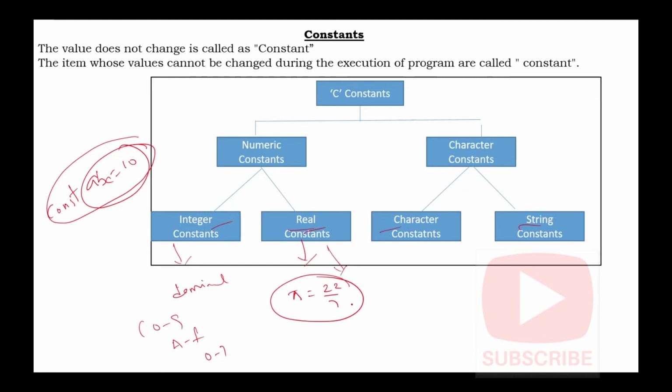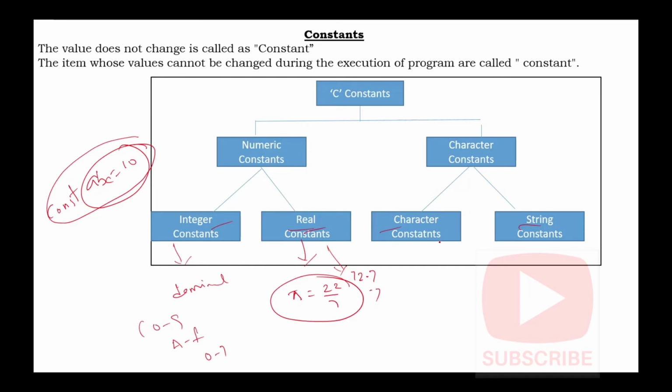Real constants always have decimals. While we are declaring any distance, it is always like 72.7, and temperature is always decimal. When we are doing a weight, that situation also has decimals. In those situations we use real constants.